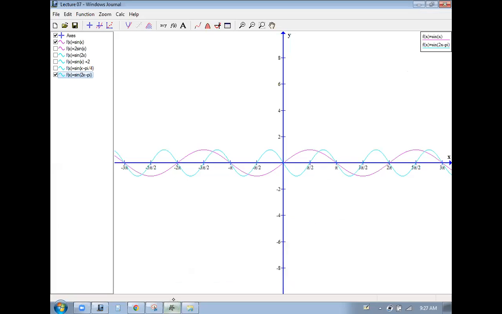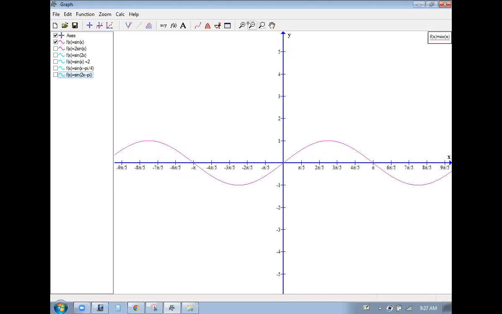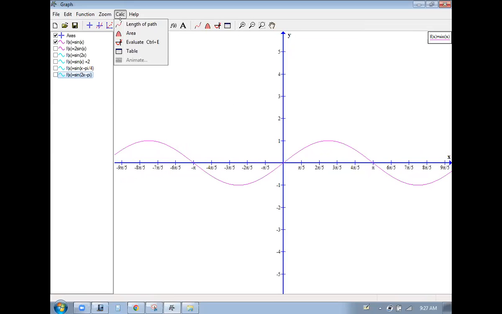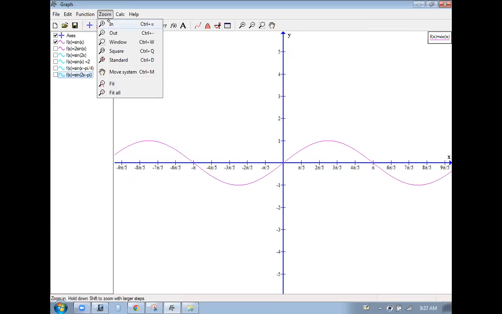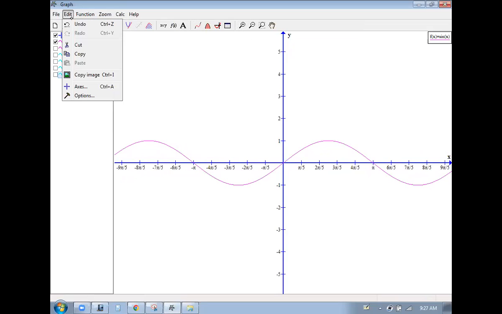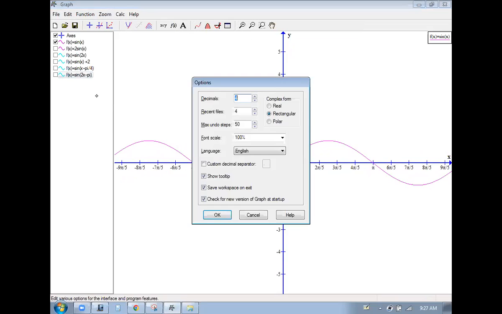So let's look at some graphs here. I'll zoom in. So notice how on the x-axis I have multiples of pi instead of 1s and 2s and 3s and 4s, right? Most graphing software has a place where you could change that. This one I had to go, it took me a while to find it. Calculate, zoom, and where is it? Edit, options.